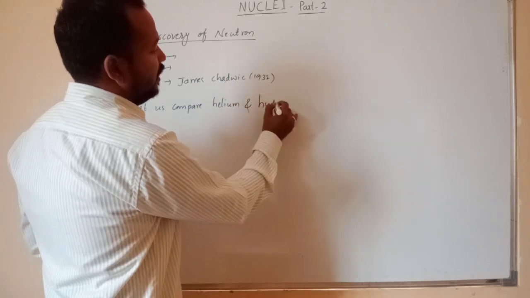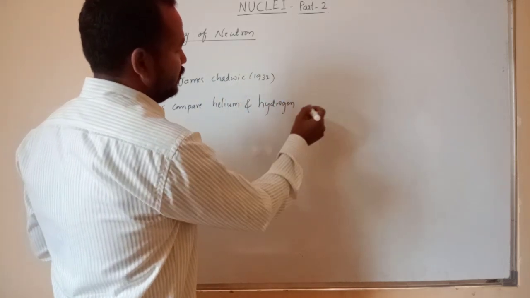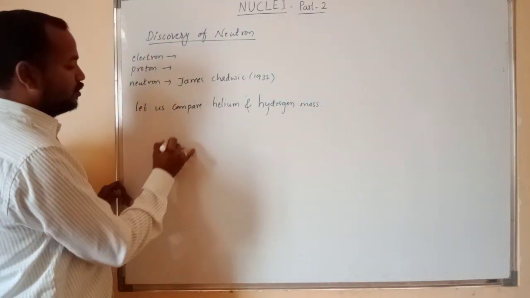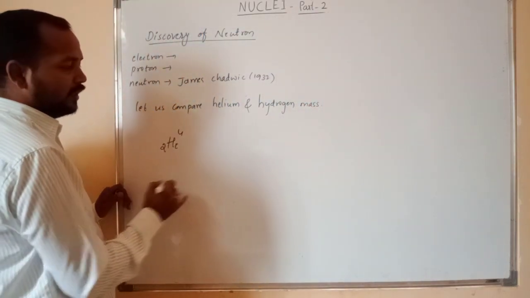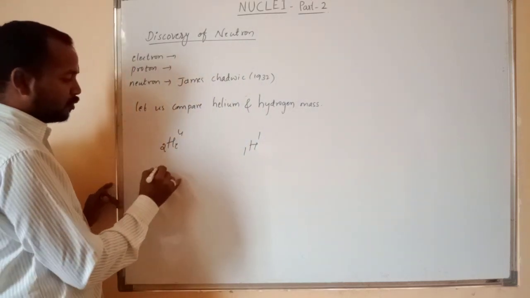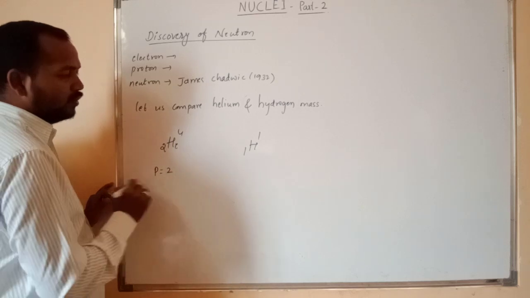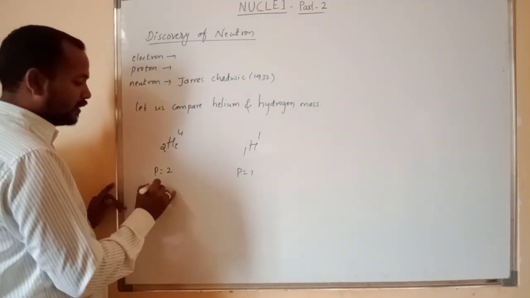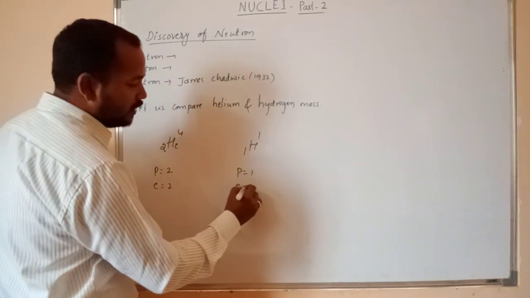Helium and hydrogen mass. Okay, so here helium is 2He4, right? Hydrogen is 1H1. Here how many protons are there? Number of protons is 2. Here number of protons is 1. Here how many electrons are there? Electrons are 2. Here electrons are 1.